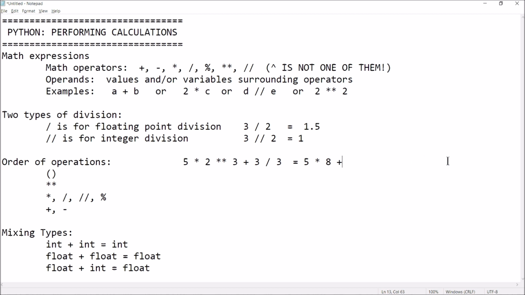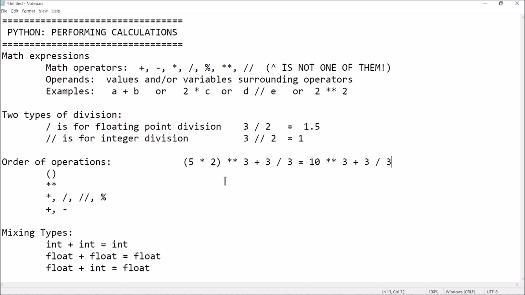Now, again, we can override the order of operations by putting things in parentheses, right? So, I don't know, let's do this, for example. So what that means is that the 5 times 2 goes before everything else. So now that would effectively resolve to this, 10 cubed plus 3 divided by 3. Well, then what comes next?